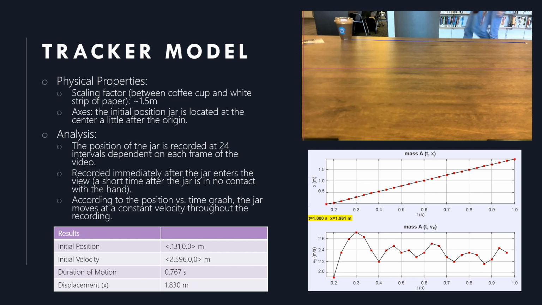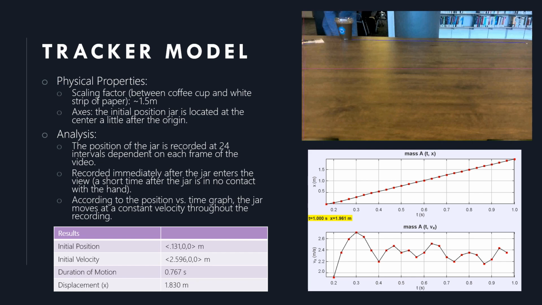The jar moves from left to right on a positive position axis. The position of the jar is recorded at 24 intervals depending on each frame of the video. Each Tracker pin is in the center of the lid, and this jar was recorded immediately after the jar enters the view, which is a short time after the jar is in no contact with the hand.